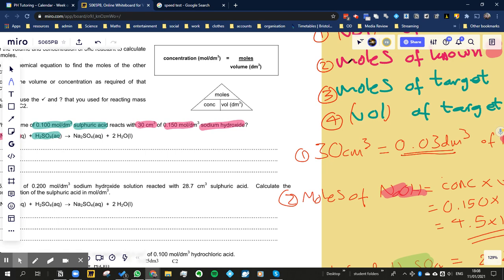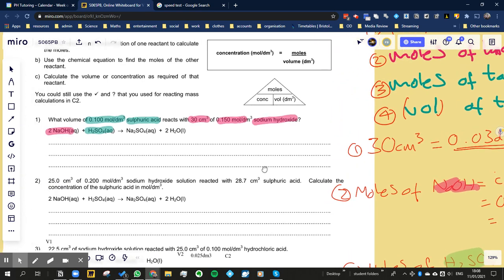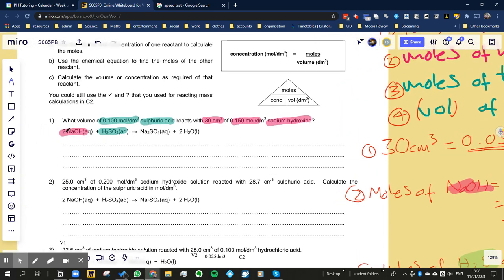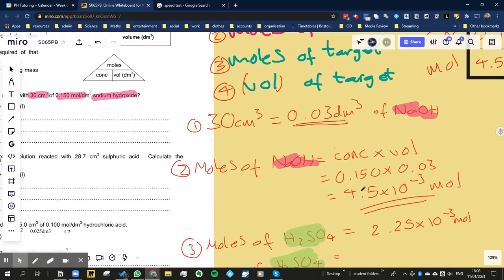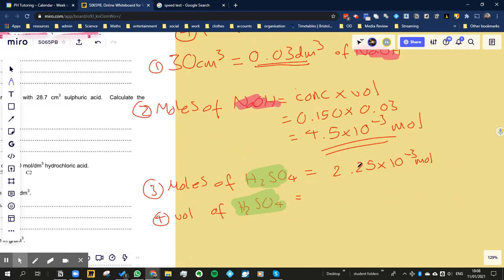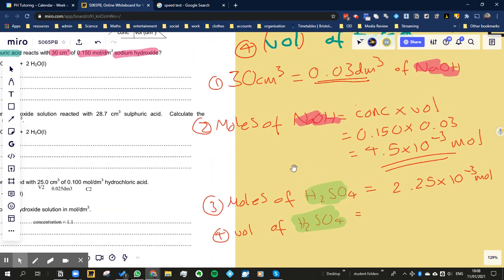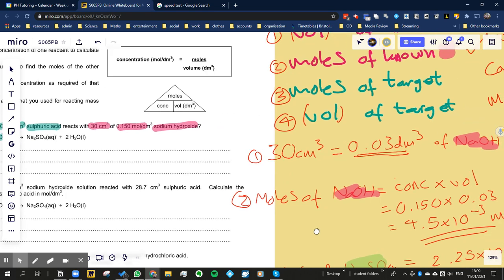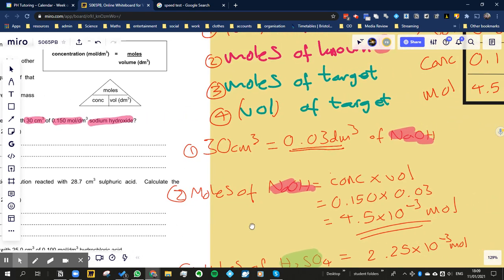Now we're going to go from the known to the target. So this step is where we use the balanced equation. So I'll look at the balanced equation, and it looks like whatever amount of moles of this I would have, there would be half as many of this. So it's 4.5 times 10 to the minus 3 of the known substance. So the target substance would be half of that, 2.25 times 10 to the minus 3 moles of that. That's step 3.